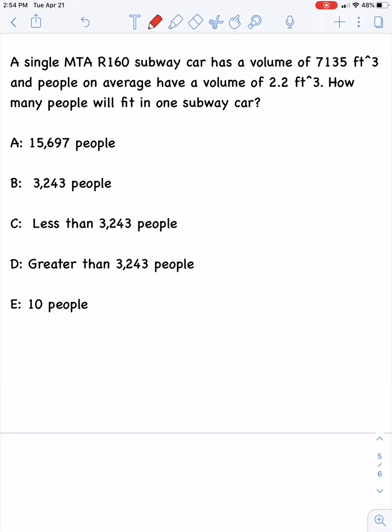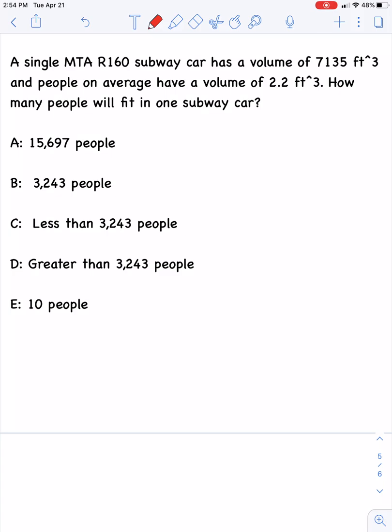A single MTA R160 subway car has a volume of 7,135 feet cubed, and people on average have a volume of 2.2 feet cubed. How many people will fit in one subway car? All right. So take 30 seconds and hit play once you've got your answer.